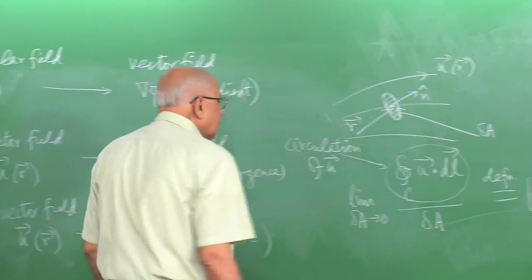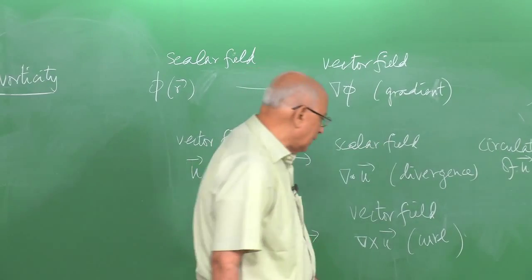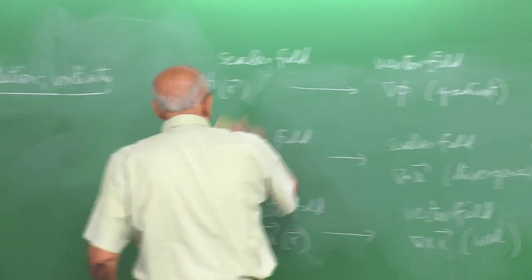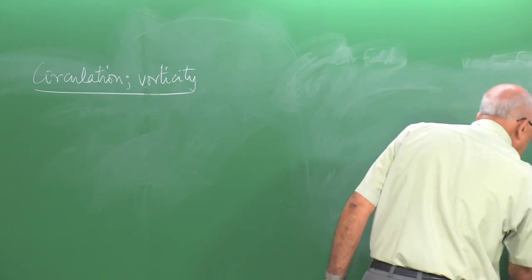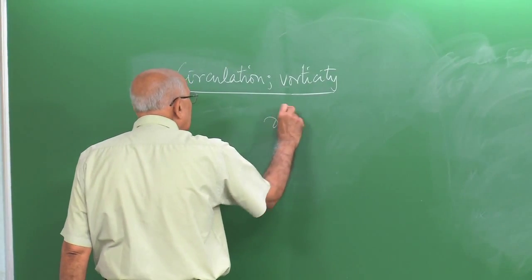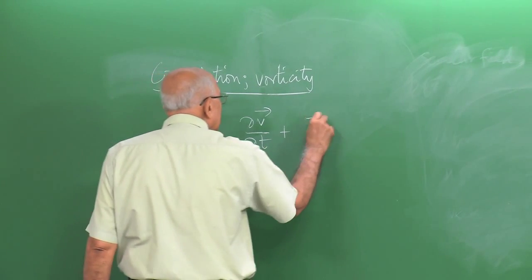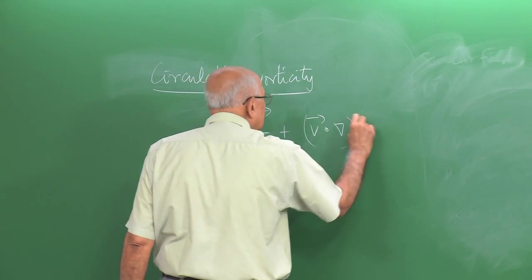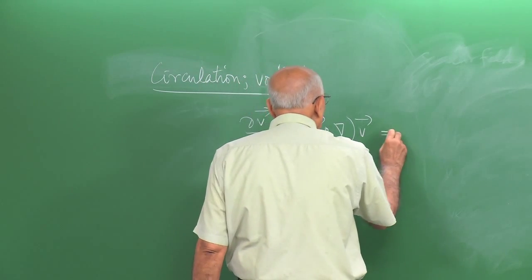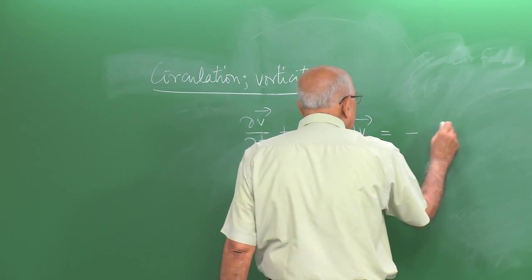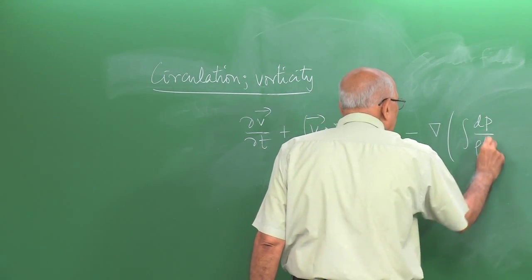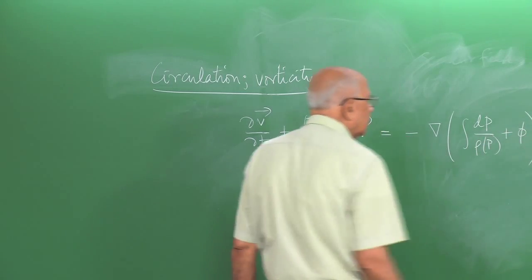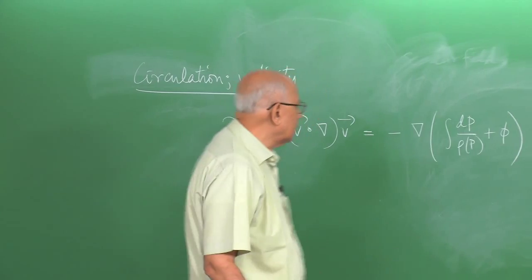Now, the question is, what is the physical meaning of the curl of the vector field? But before that, let me write down where this comes in in our problem of the fluid flow. Recall that our equation of motion of a fluid element was this, partial v over partial t plus v dot del v, equal to, on the right hand side, minus the gradient, and let us look at barotropic flow as usual, of integral dP over rho of P plus phi plus F viscous, which I am dropping all the time here.